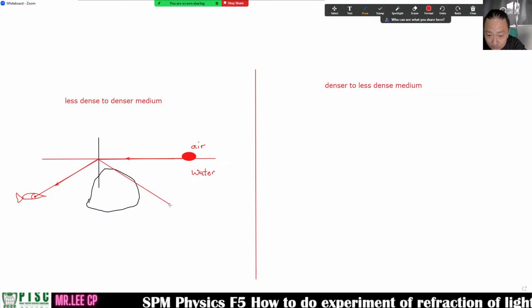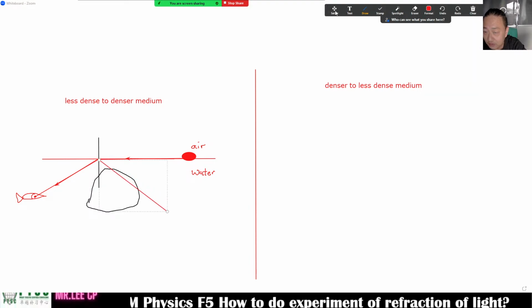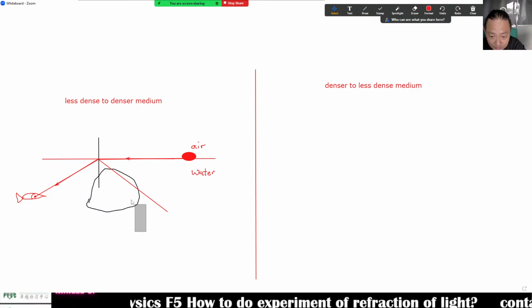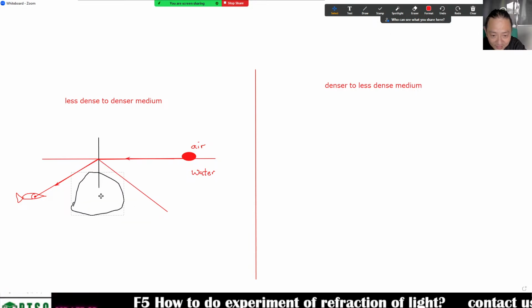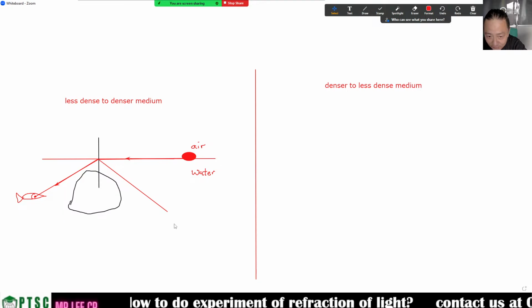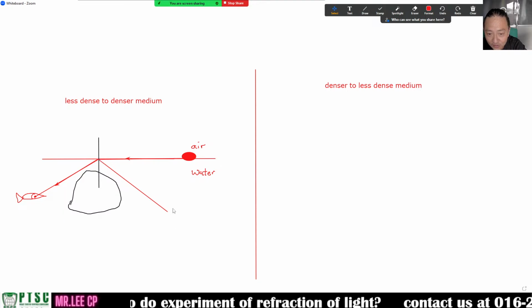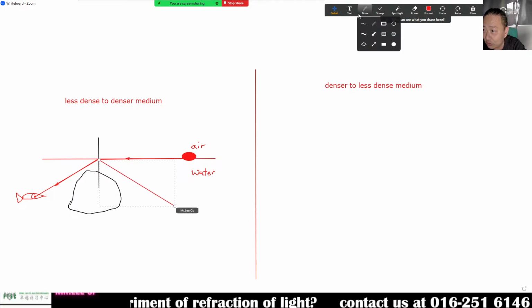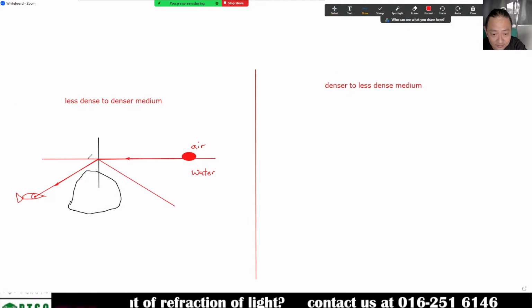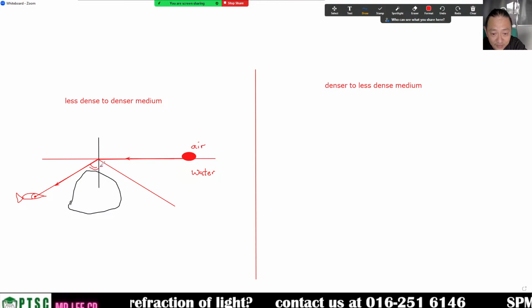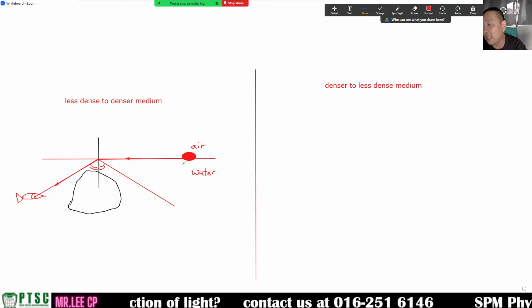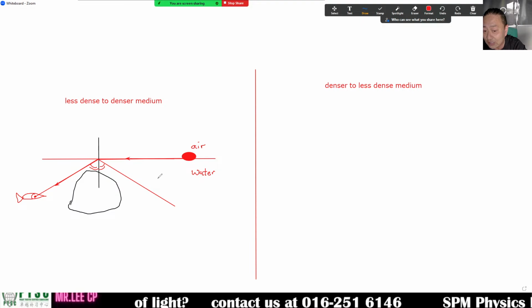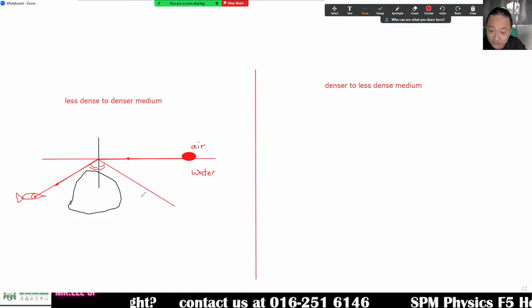Right? So this thing is going to happen. Wait, this stone is too big. Here, right? So you'll find this one is going to happen. And you will find this angle is the same as this angle. So what happens here? This is called total internal reflection, right?